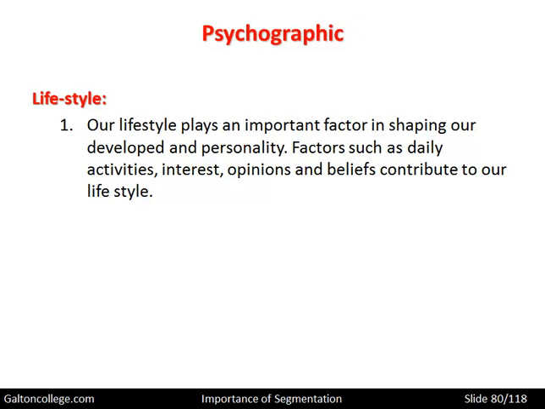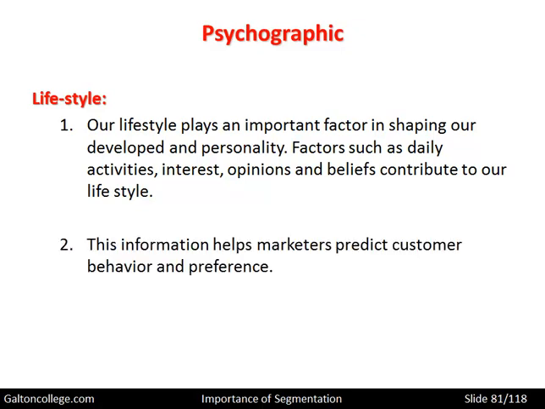And normally we select the people we mix with according to their activities, interests, opinions, beliefs, and so on, and values. Because if they're close to us, then they become good friends. But if they're at variance with us, then they're unlikely to become our friends. But it helps marketers to predict customer behavior and preferences. That's the point.